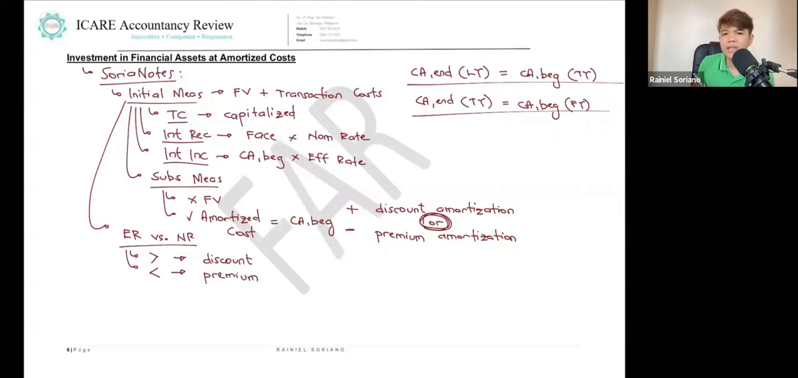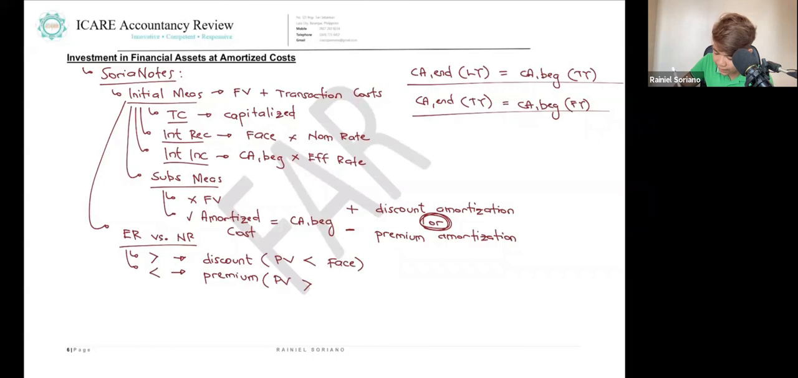Okay? So ano po ba yung discount na yan? Well, nangyayari yung discount na yan if the present value is actually lower than the face amount. Again, if the present value is lower than the face amount. On the other hand, premium, nangyayari naman yan if the present value is higher than the face amount.